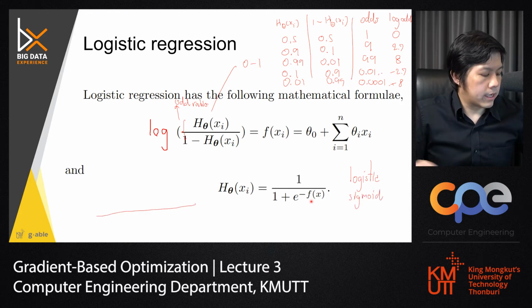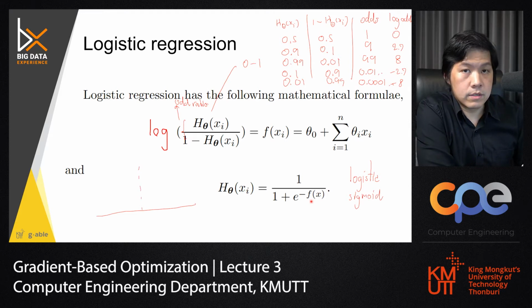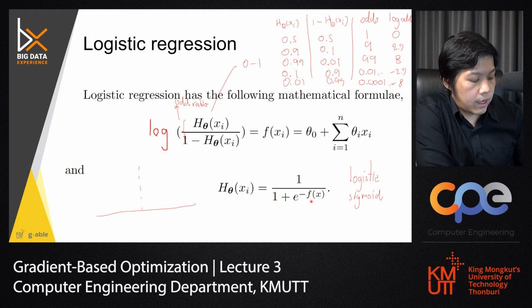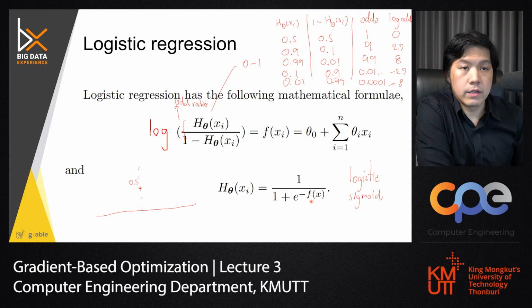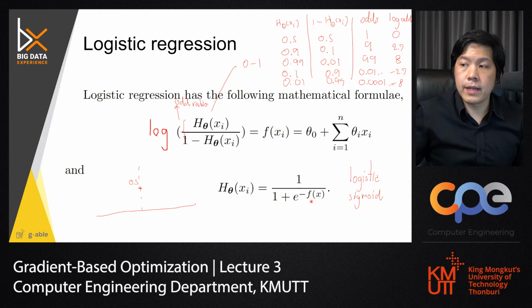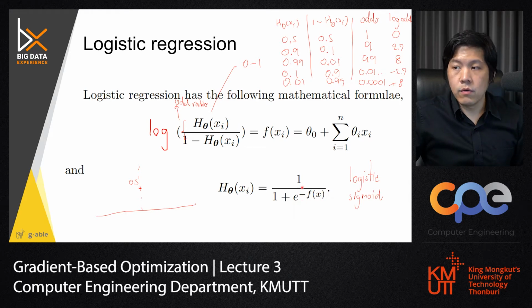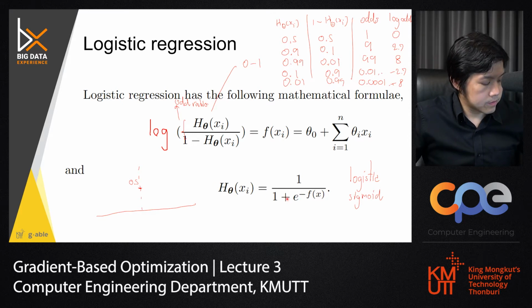This function will look like this. If you look at this function, if f of x is 0, then we have the value 0.5, because it would become e to the minus 0, which is 1. 1 over 1 plus 1 is 0.5. If f of x is less than 0, you can see that the more negative the value is, the closer h theta x gets to 0, and the larger it is, the closer h theta x reaches 1. So it looks like this in summary.